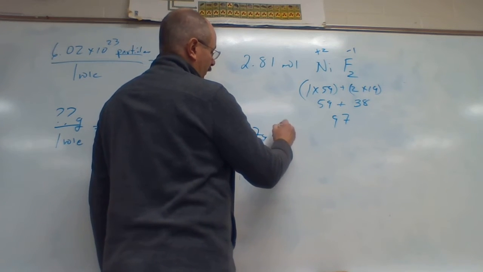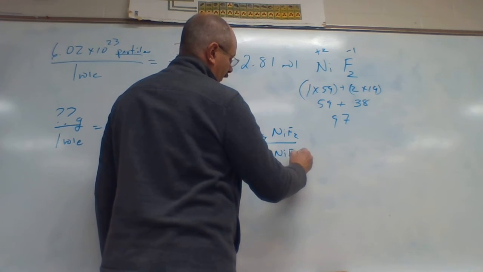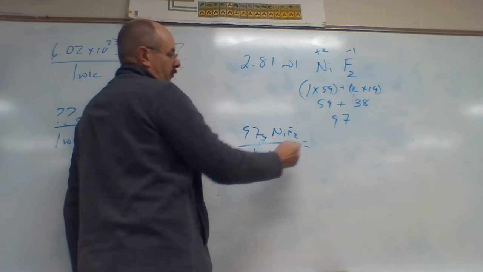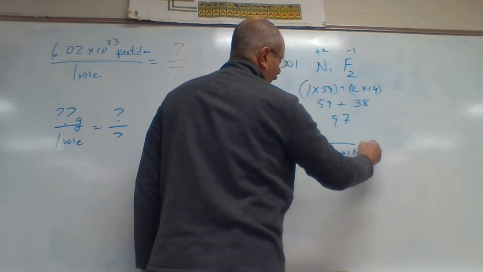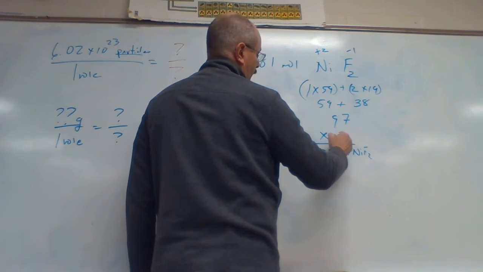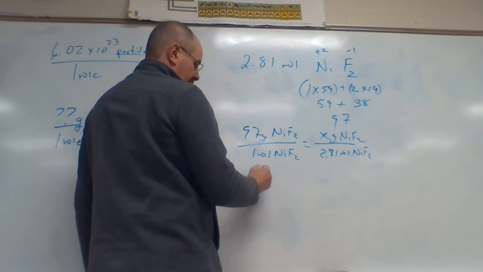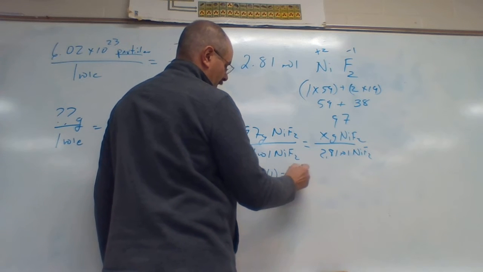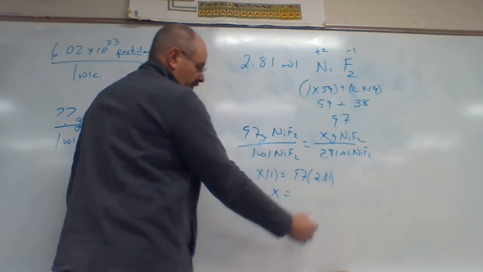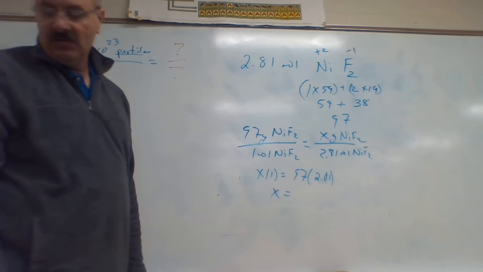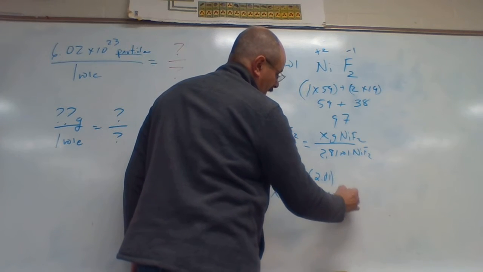There's 97 grams of nickel fluoride if I had 1 mole of nickel fluoride. I don't have 1 mole, I got 2.81 of nickel fluoride. And we're going to find X grams of nickel fluoride. Cross multiply: X times 1 equals 97 times 2.81. If you multiply that out, you're going to get X equals 273 grams of NiF2.